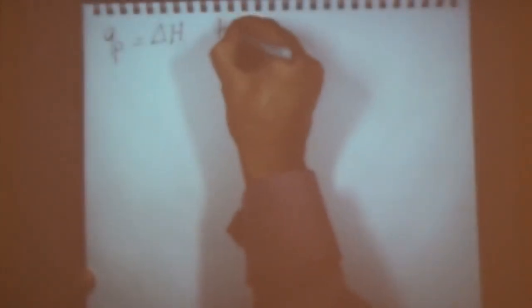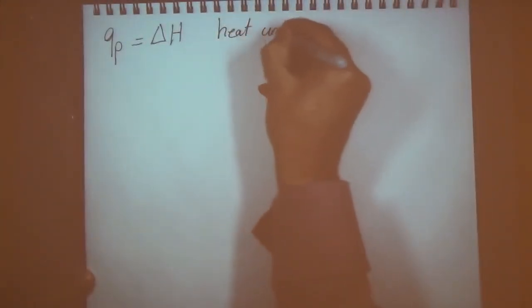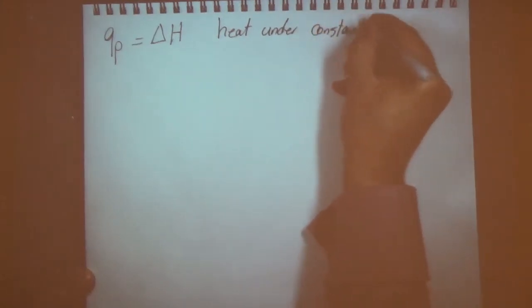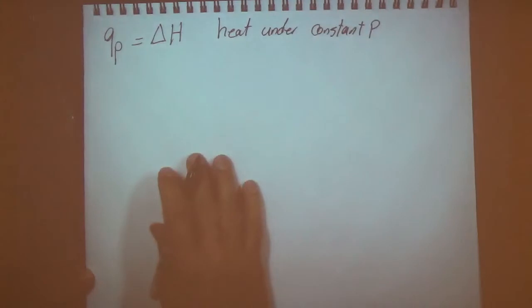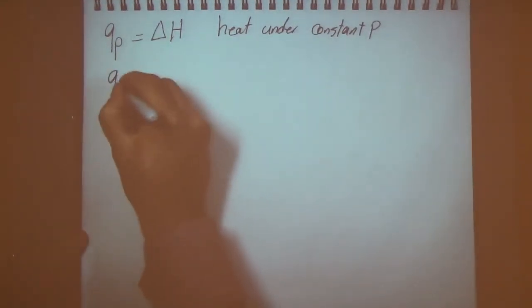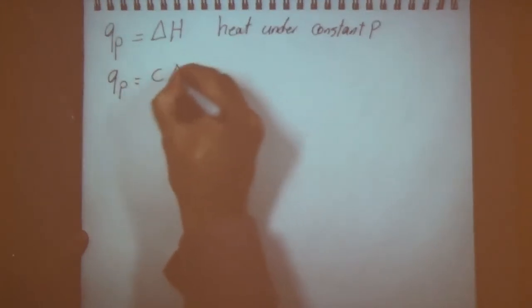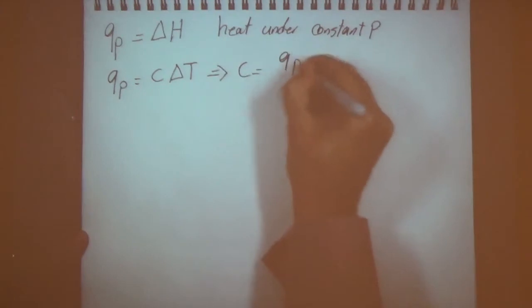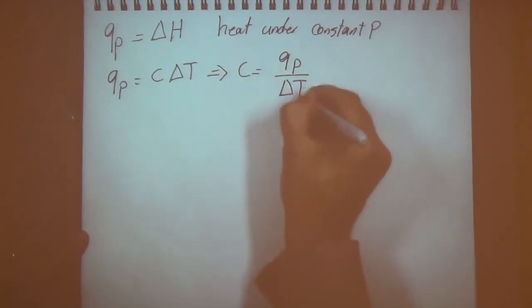So we have heat under constant pressure, we call it delta H. Heat is equal to C delta T. So you can say C is going to be equal to QP divided by delta T.